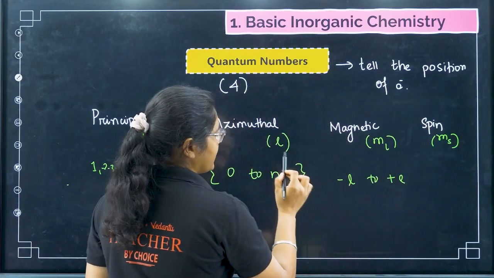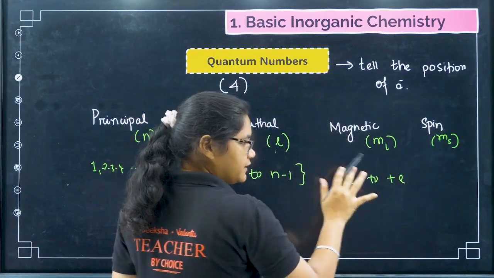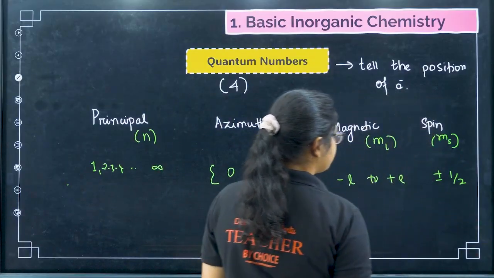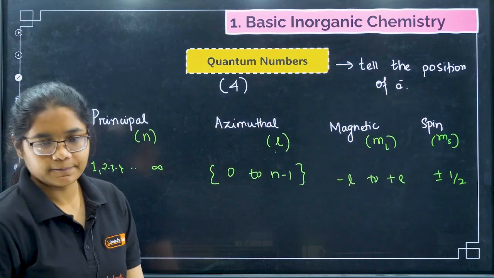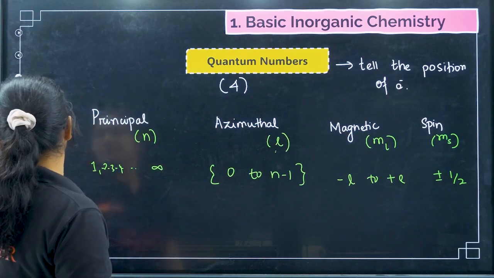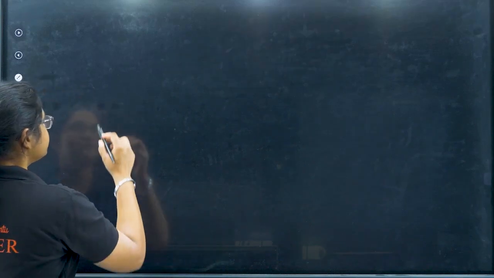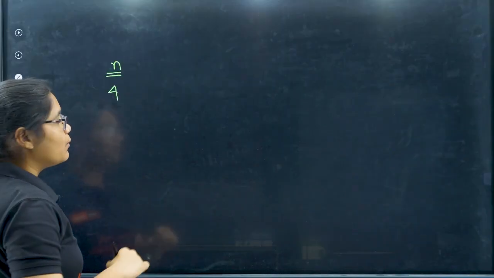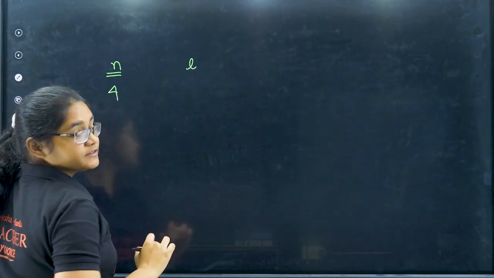Okay, what is this L? This is the azimuthal quantum number. Okay, we'll discuss it in detail. And the spin quantum number will always be plus minus half here. Okay, now let's take one example. Suppose I have principal quantum number as 4. What all azimuthal quantum numbers are possible?